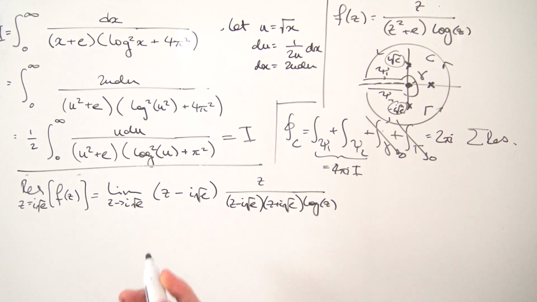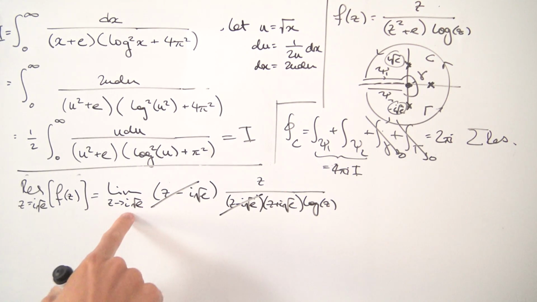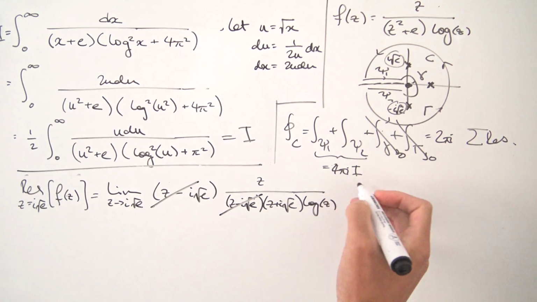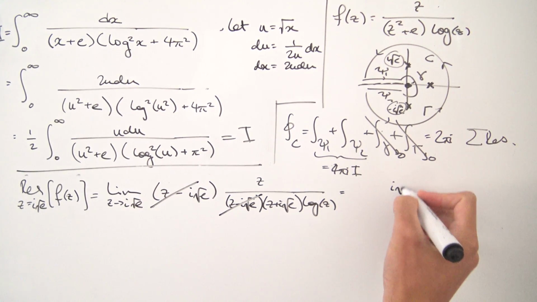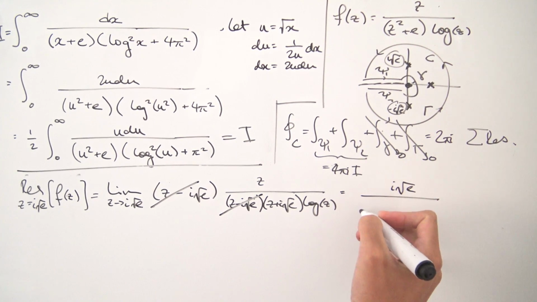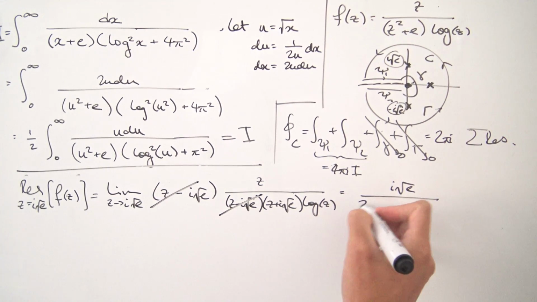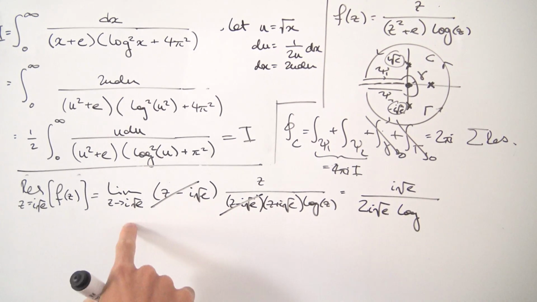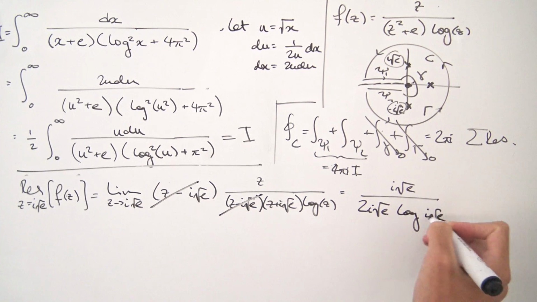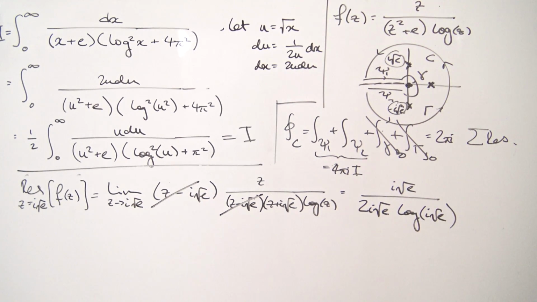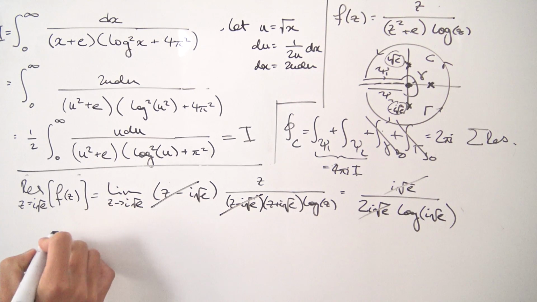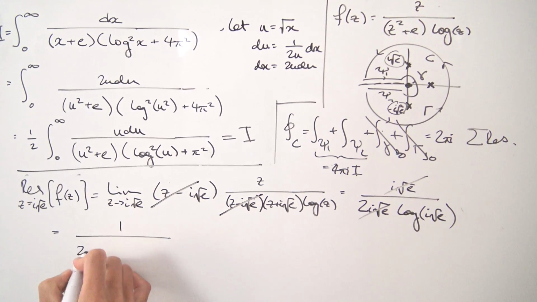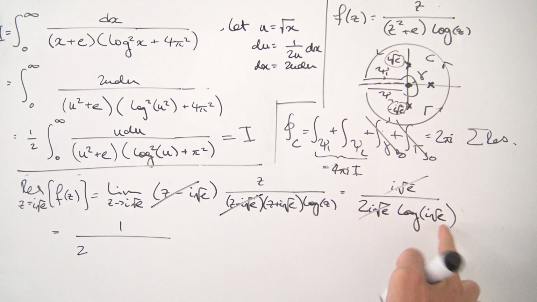So what happens now, these factors cancel. If you plug i square root of e into z, what do we get? We're going to get i square root of e divided by, over here we're actually going to get 2i square root of e, and then a logarithm of i square root of e, like so. So this and this is going to cancel, so we're left with 1 over 2. Let's put that on the next line actually. So we're left with 1 over 2 logarithm of this complex number.